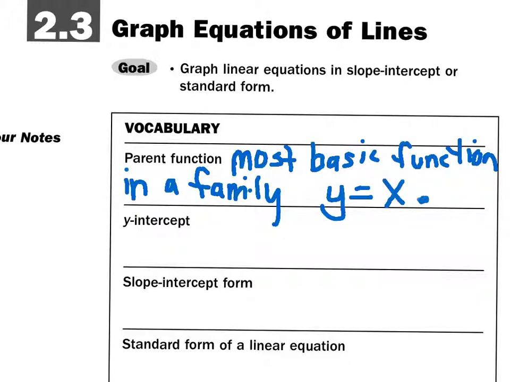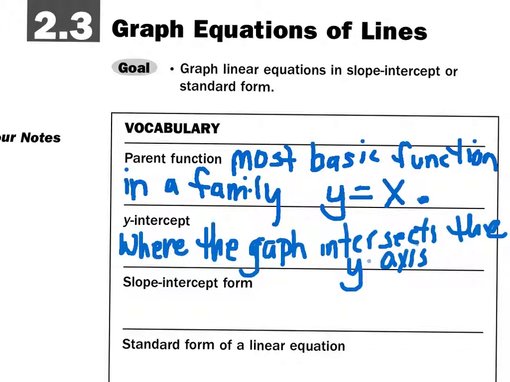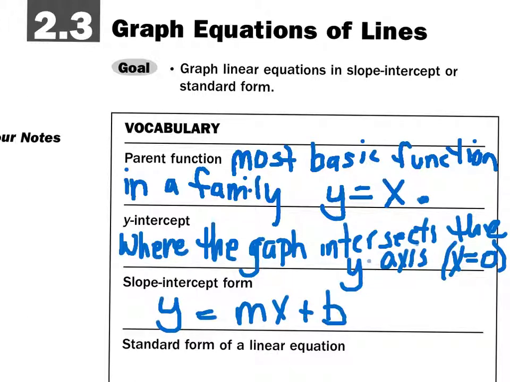Y-intercept, where the graph intersects the y-axis, and at this point x will always be 0. Slope-intercept form is y equals mx plus b, where m is a slope, b is a y-intercept.